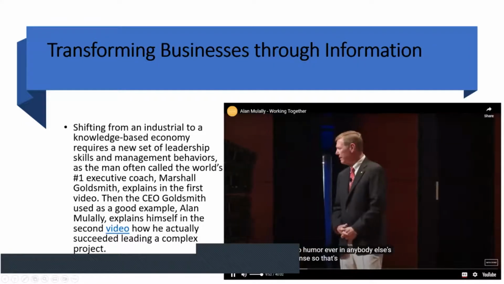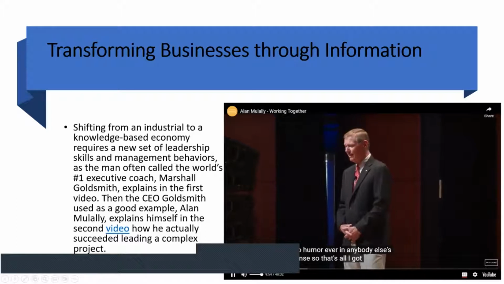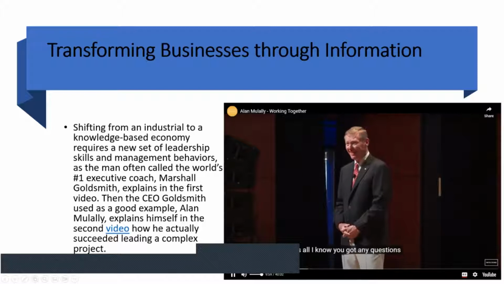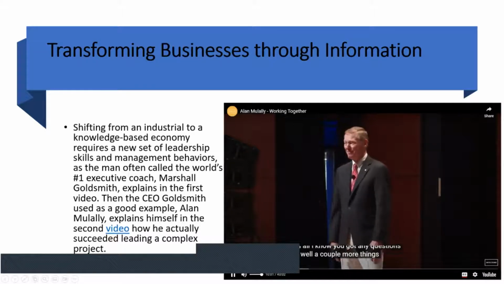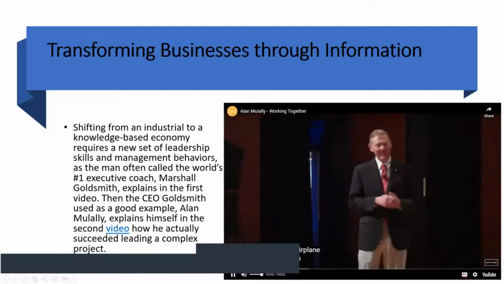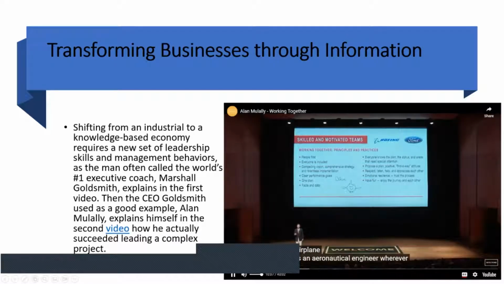So that's all I got. That's all I know. You got any questions? Okay, well, a couple more things. My airplane. I have to tell you about my airplane. So as an aeronautical engineer, wherever I was around the world.